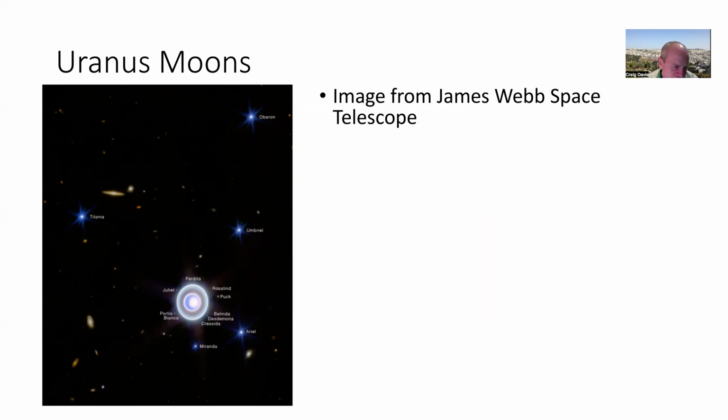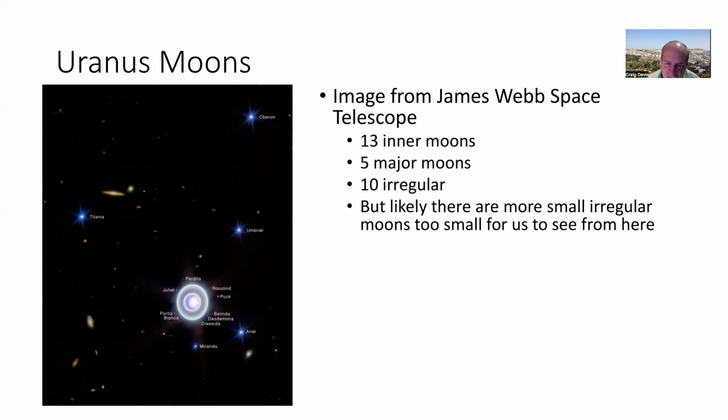You can see in the photo that in the background, there are not just moons, there are a few galaxies in the background. But it shows some of the main moons of Neptune there. Excuse me, of Uranus. 13 inner moons, 5 major moons, and 10 irregular moons have been identified. Likely there are more small irregular moons that are just too small for us to see from here.